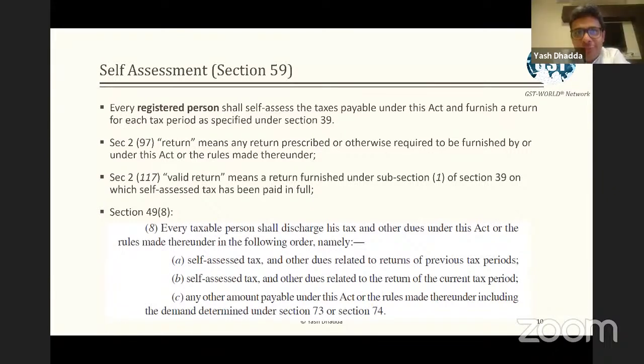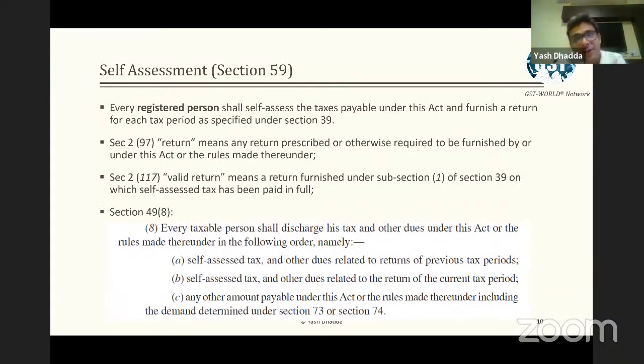Yeah, section 59, first thing, all of us understand that is pretty obvious: the self assessment that I need to do, I have to do as per section 59 when I am registered under the provisions of the act. Second thing it says is that you have to self-assess the tax payable under this act. And what are you going to do after self-assessment? You will furnish a return.